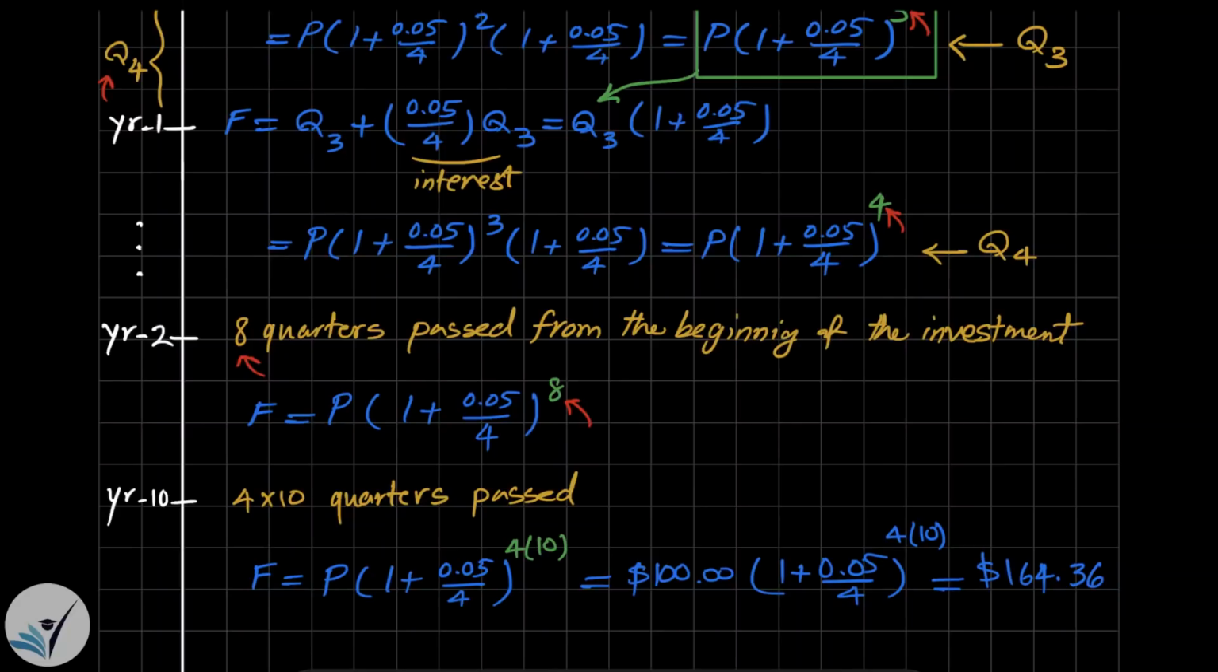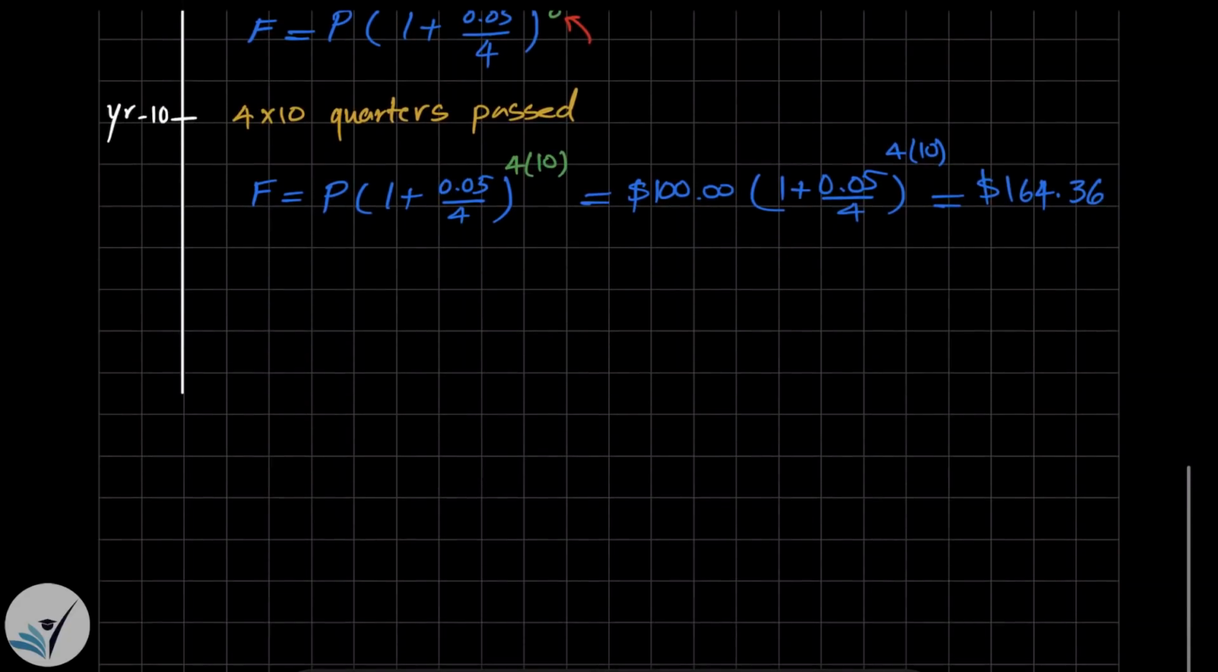If you do the math, you would get $164.36. So compare this balance with $162.89, which was in the account with interest compounded annually after 10 years. It means that in case of the account with an interest that is compounded quarterly, the balance would grow faster than the account that pays interest that is compounded annually.